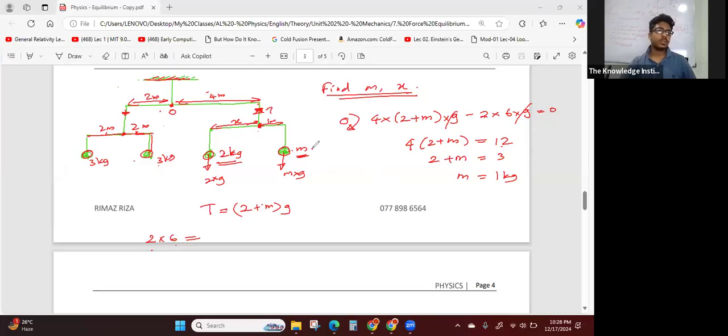Right? And then since you know this is 1, here 1 into 1 should equal x into 2. So therefore x has to be half. 1 into 1 equals x into 2. Therefore x equals half. So x equals half meter. Is that clear, everyone?